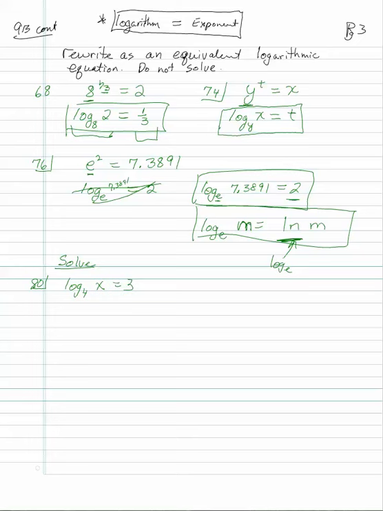So I'm going to convert this to exponential form. Start with your base. Log equals the exponent. See, and it's ready to go. Just simplify it. 4 times 4 times 4 is 64.